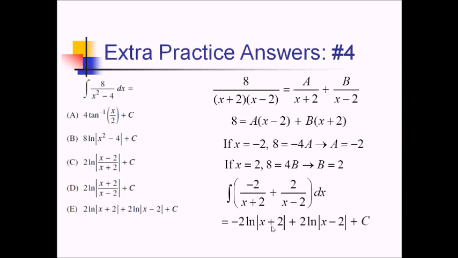So to do that, I'm going to factor a 2 out of these first two terms. And I've essentially got ln of x minus 2 minus ln of x plus 2. So I can move these together by dividing this positive 1 by this negative 1. So I've got a ln absolute value of x minus 2 over x plus 2 inside there. Still have the plus c. So that's going to give me answer choice C.